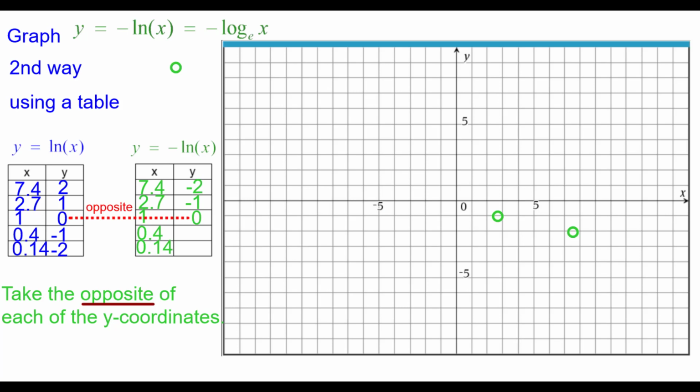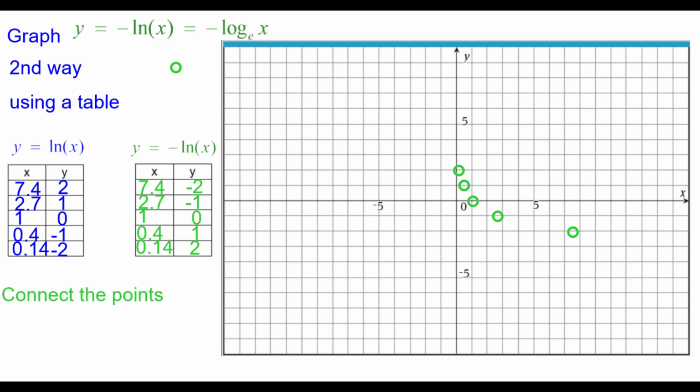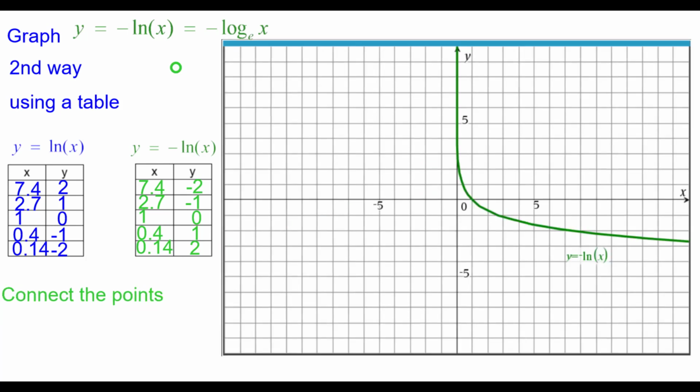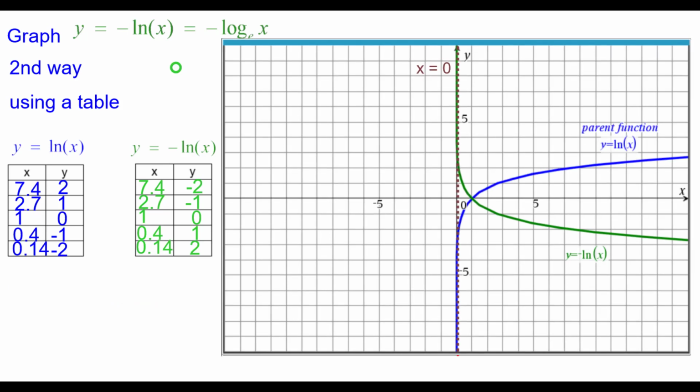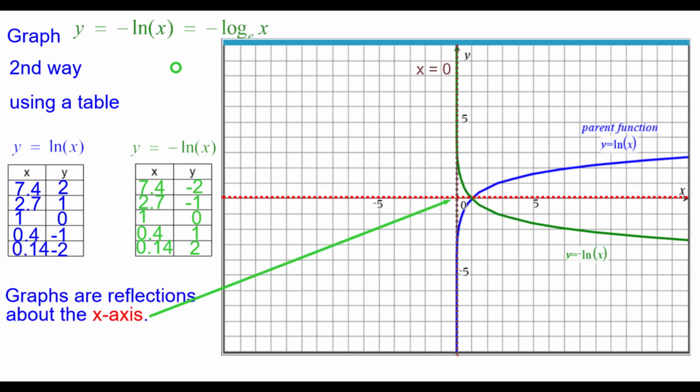The opposite of 0 is 0, so 1, 0. 0.4, +1. And 0.14, +2. Connect the points. Put in our boundary line, the asymptote, the y-axis, or the line x equals 0. And when we compare it to the natural log parent function, the graphs are reflections about the x-axis.